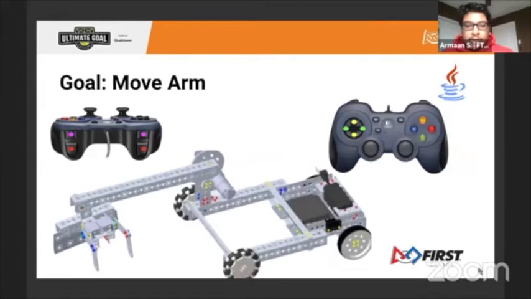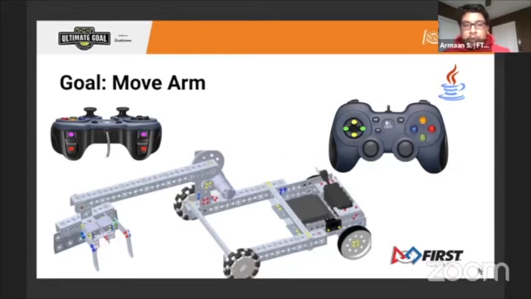Okay, so by running that code and connecting the controller, we achieved our first goal of driving the robot. That's working. Now, let's say we get a little bit more advanced in our robot. We have a new goal now. We want to move our arm. Okay, so we need to think about how we're going to do that. For driving the robot, it was pretty obvious. We used the two joysticks.